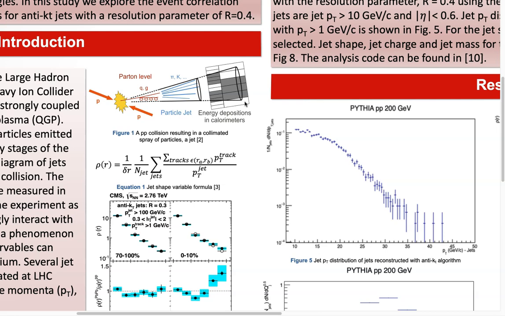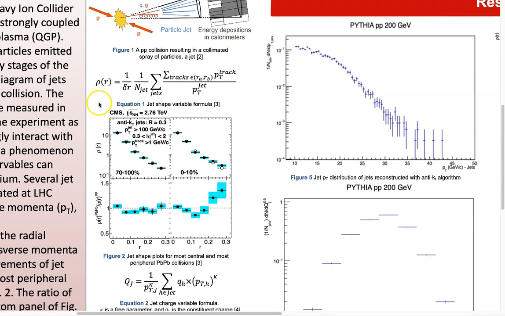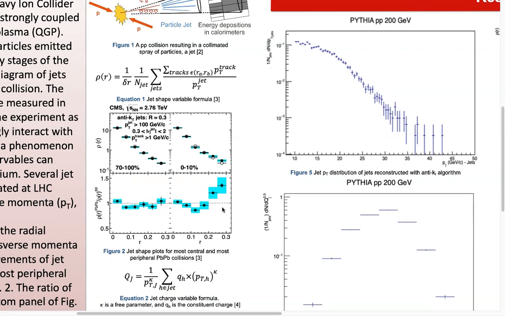Several jet variables have already been investigated at LHC energies. For instance, the jet shape. Jet shape is the radial distribution of the fractional transverse momenta from the jet axis. Figure 2 over here shows CMS jet shape measurements for lead-lead collisions. Jet shape changes in more central collisions due to the strong interactions of jet constituents with QGP.